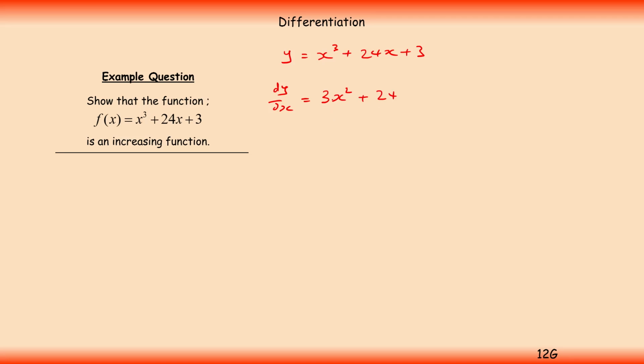Now, if we look at this term, we want to determine if it's increasing or decreasing. For all values of x, this function here, 3x squared, is always going to be positive. Because if it's negative, we square it, it becomes positive. So this value is always going to be positive, and plus 24 is always positive. So for all values of x, dy by dx is positive. Therefore, the function is increasing. So it's an always increasing function.